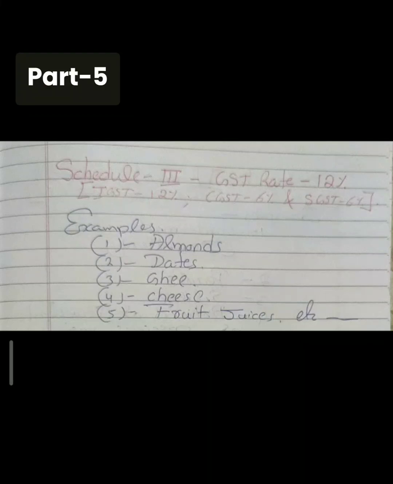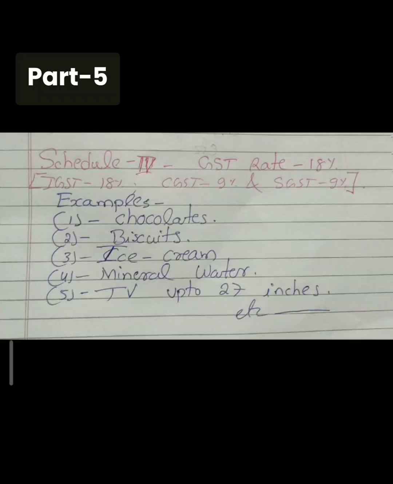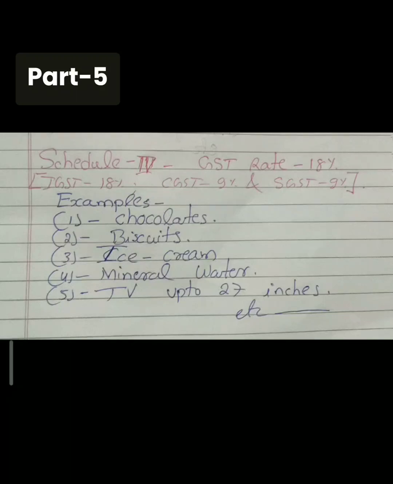Schedule 3. Some goods' GST rate is 12%. If the type of GST is IGST, then the total 12% goes to the center. Otherwise 50% goes to the state and 50% goes to the center. Examples of goods with GST rate 12%: almond, dates, ghee, cheese, fruit juice, etc. Schedule number 4. Some goods' GST rate is 18%. Example: chocolate, biscuit, ice cream, mineral water, TV up to 27 inches.